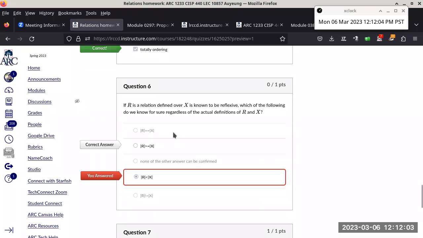I remember you putting: if R is a relation defined over X is known to be reflexive, which of the following is known? I think you explained it correctly, you might have just clicked the wrong one. I did. It did say greater than or equal to though. Okay. That's very typical of me.